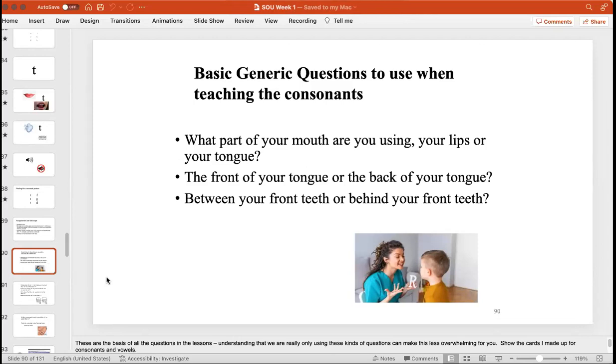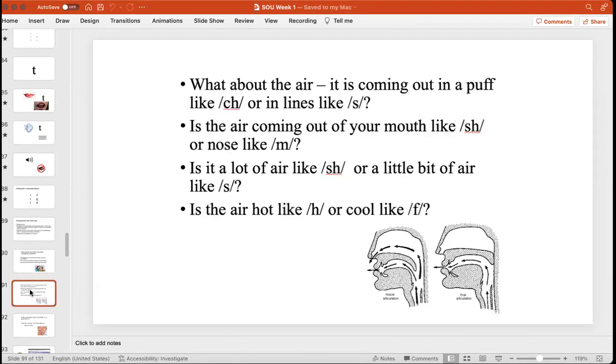So if you're talking about a consonant, the first set of questions that we want to ask are, what part of your mouth are you using, lips or tongue? And that question is framed very carefully because it always gives a choice so the students can go inside and think, lips or tongue. So it directs them, but also allows them to think. Is it the front of your tongue or the back of your tongue? Is your tongue between your front teeth or behind your front teeth? So it's asking questions about what part of the mouth is working.